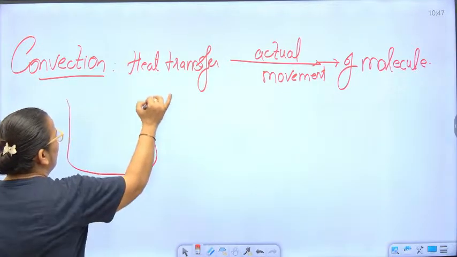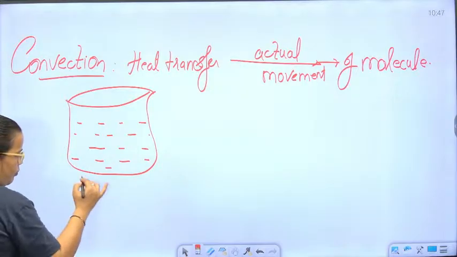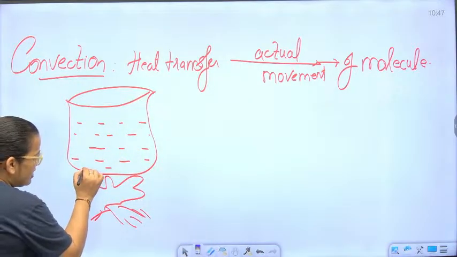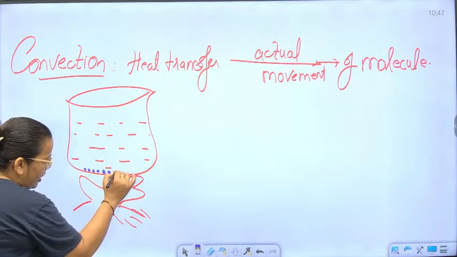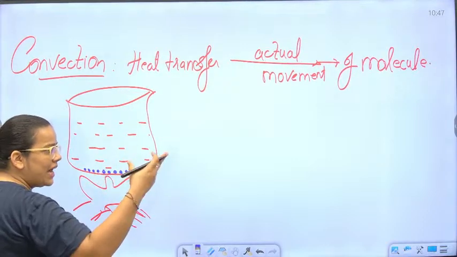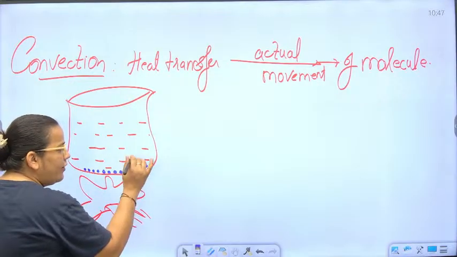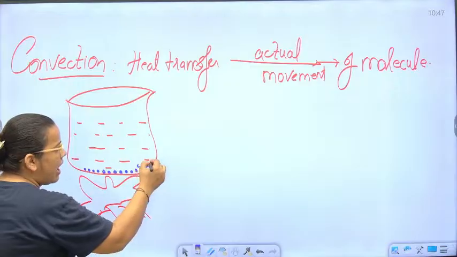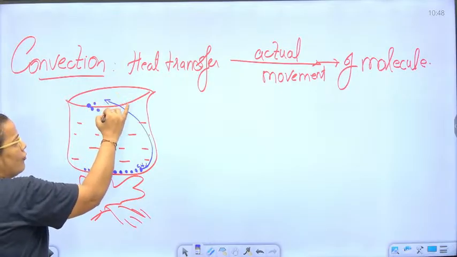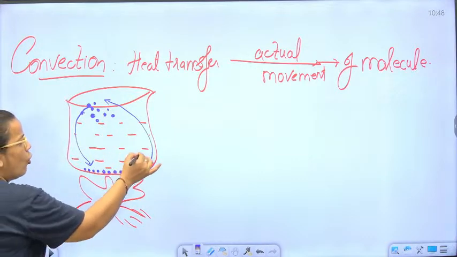Now, how does actual movement of molecules occur? For example, we have a container filled with water. You put it on a gas and start raising the temperature. After some time, the molecules at the bottom of the container or utensil get heat first, and because they are getting heat, they lose weight. Once they are light, they start moving upward, and the heavier molecules at the top of the container, as they see there is a gap, start moving downward, and the whole process goes on.